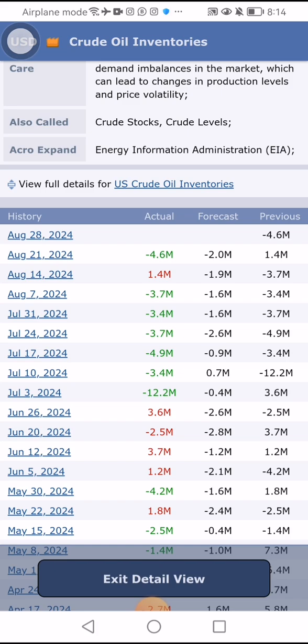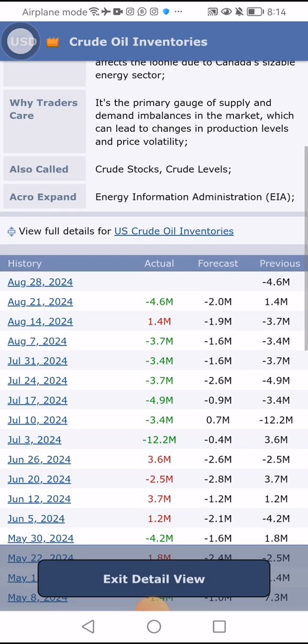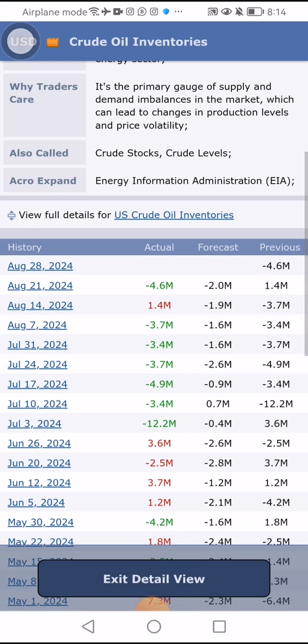So when it's like that, it's positive news for the what? For the dollar. Hence, it makes the dollar strong, and then the price of gold goes where? It goes up. The demand goes up. Do you understand what I'm saying? So that's just how it works.